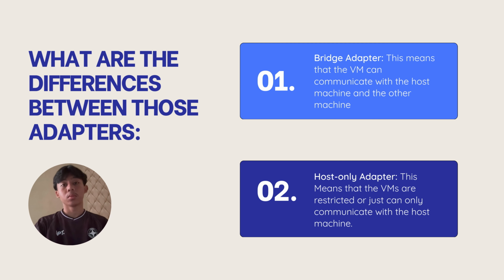Next, I will explain the difference between the bridged adapter and the host only adapter. For the bridged adapter, the VM can communicate with other host machines and other machines. For the host only adapter, the VM is restricted and can only communicate with the host machine.